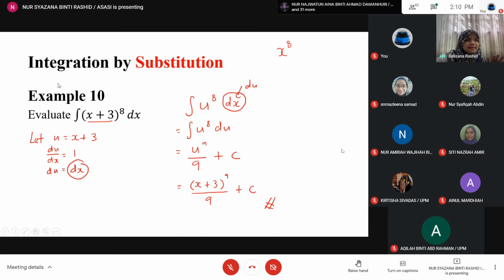So basically, these are the steps. You start by letting u equal a part of your integral. So we must be good at choosing. How to choose, I will discuss in the next examples. Then after you let u, you differentiate it with respect to x. And then you need to be creative in changing the form of your integral.